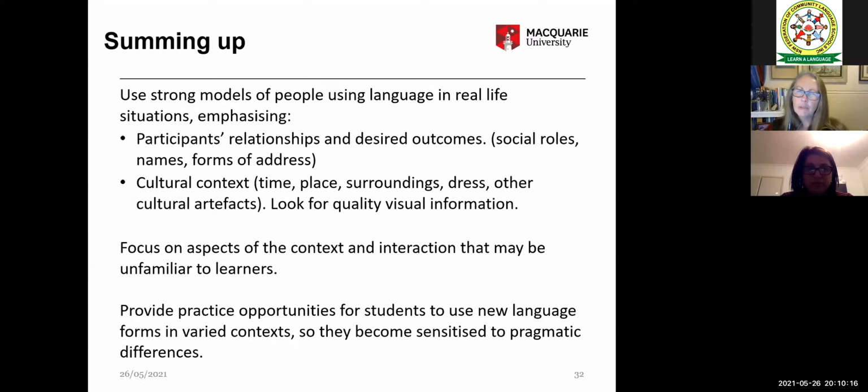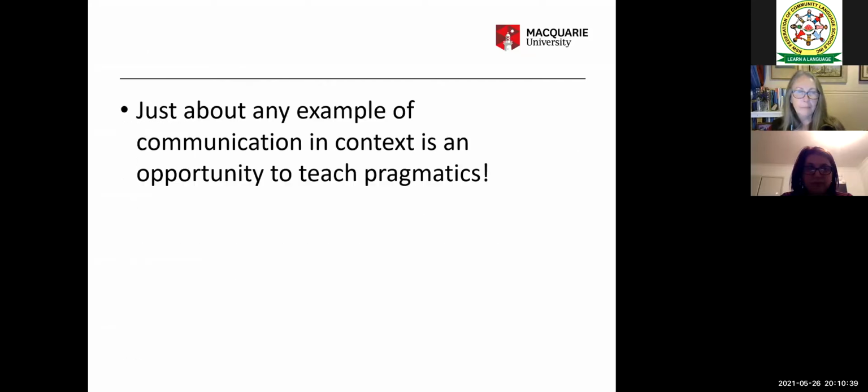And that'll give you the opportunity to focus on aspects of the context of the interaction that might be unfamiliar to the learners. And it'll give you an opportunity to provide practice opportunities for students to use the new language in varied contexts so that they become sensitized to pragmatic differences. So finally, just about any example of communication in context is an opportunity to teach pragmatics.